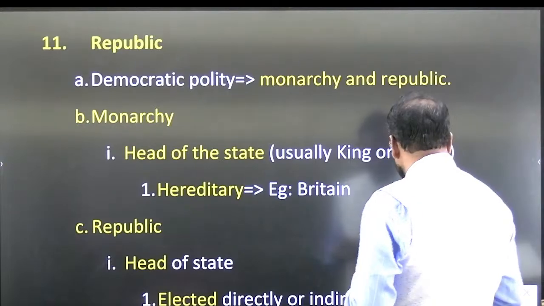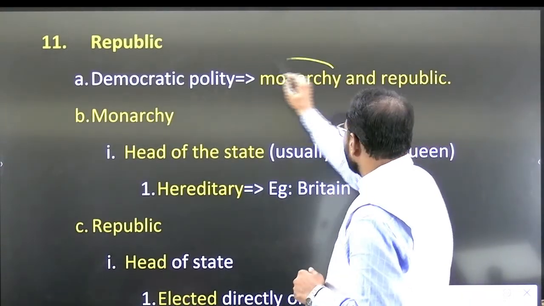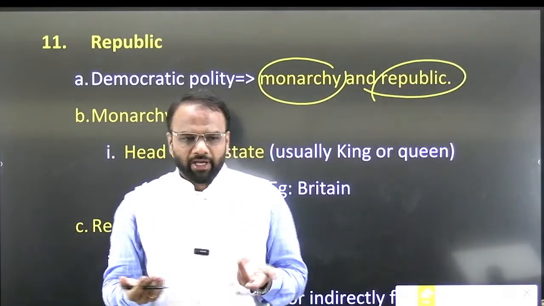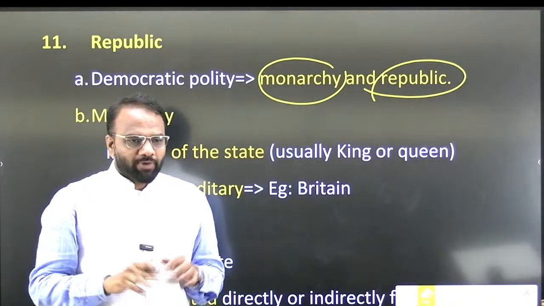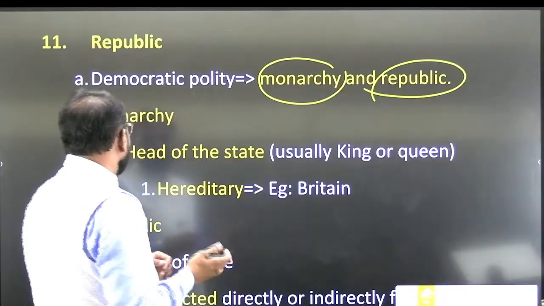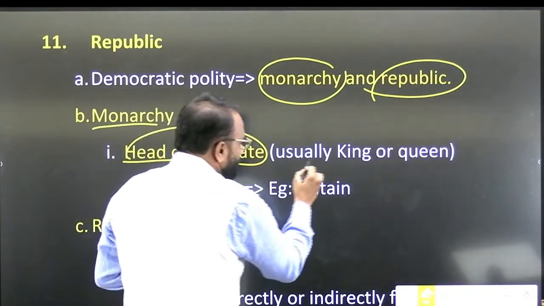Democratic polity can be monarchy or republic. Some of them even pronounce it as monarchy as well, so again, it is left to you. Monarchy or republic. Our Indian system is a republic. It's not monarchy. Then what is the difference? In monarchy, the head of the state is usually a king or queen.